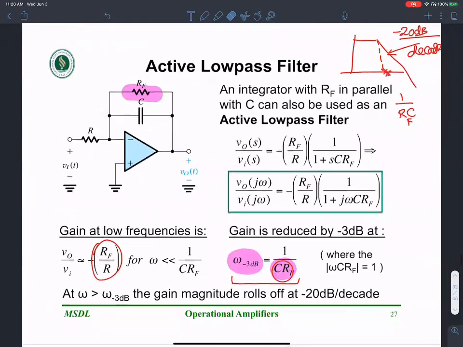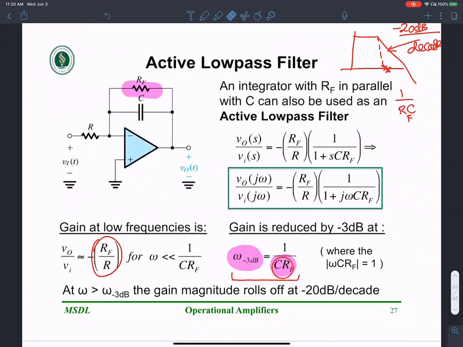Then I mentioned that this particular circuit, the integrator with a finite DC gain, is also an active low pass filter with a pole frequency of 1 over RC, which is the negative 3 dB omega, and then the gain rolls off at negative 20 dB per decade. Does that make sense?